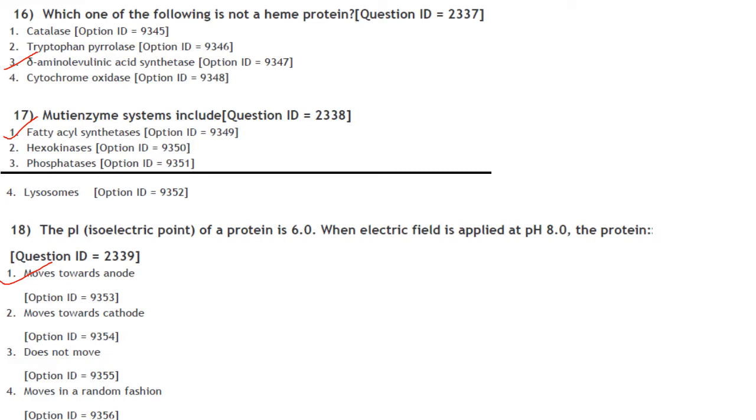chlorophylls. Then multi-enzyme systems include, so multi-enzyme systems. Fatty acyl synthetases, of course it is a multi-enzyme system. Hexokinase, phosphatase, lysosomes, no. Answer is option 1. Then the pI of a protein is 6. When the electric field is applied at pH 8, where will it move? So pH is greater than pI because 8 is greater than 6. So naturally it will have a negative charge, and negative proteins will move towards the anode. So the answer is option 1.